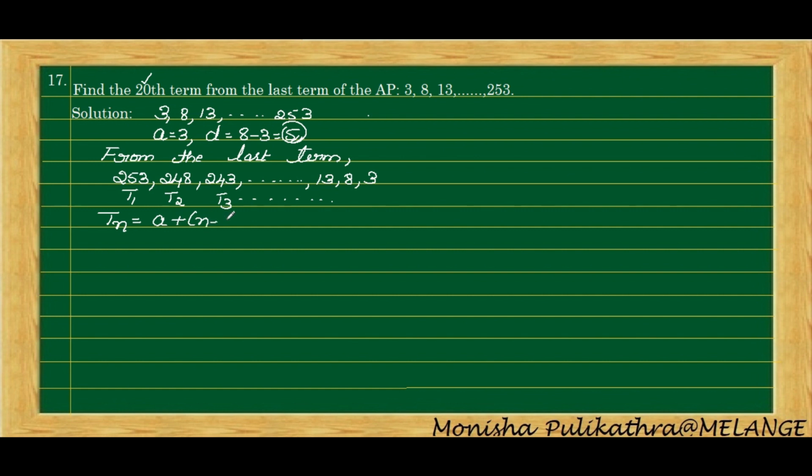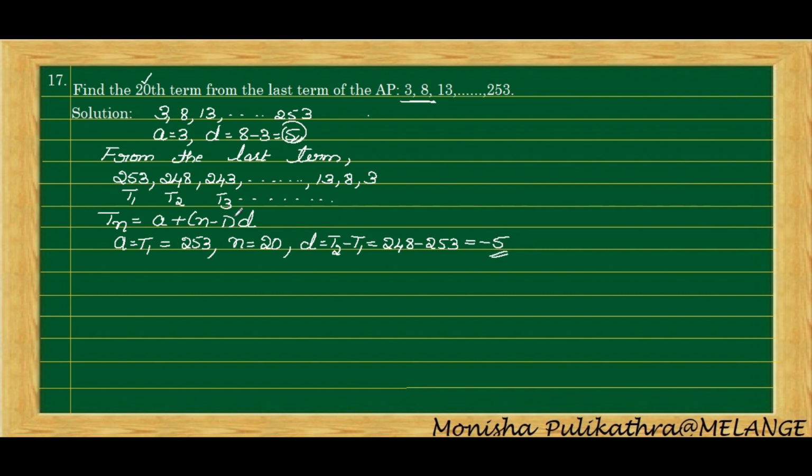Next we need to apply the Tn formula. Tn is equal to A plus n minus 1 into D. Here A is term 1, that is 253, and n is, since they have already given the 20th term, n is 20, and the common difference D is T2 minus T1, that is 248 minus 253. You should not write the common difference as 5, because 5 is the common difference of the usual sequence. Since they have asked from the last term, we need to take the common difference of the new sequence. Here 248 minus 253 will become minus 5. So this is the common difference.